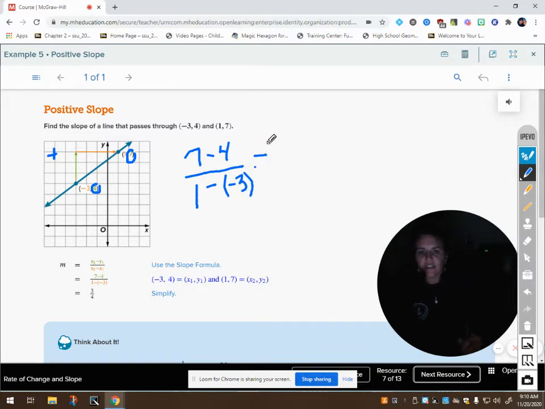Okay, so what is 7 take away 4? 7 take away 4 is 3. What is minus a negative the same as? Minus a negative becomes a positive. 1 plus 3 is 4, so the slope of my line is 3/4. Another way we can look at this is we rise 3, we run 4, so my slope is 3/4.